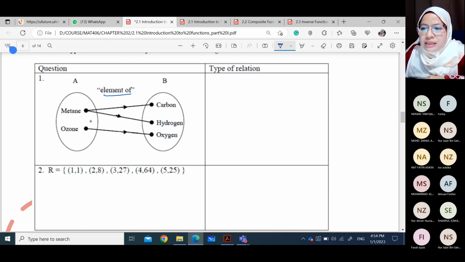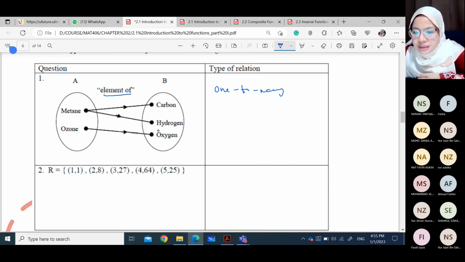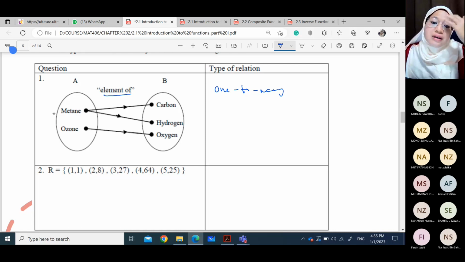So based on this diagram, we can say that the type of this relation is one to many. So ini adalah one to many relation, sebab satu objek itu methane, dia mapping kepada dua images, which are carbon and hydrogen. So daripada gambaran ni kita boleh katakan methane adalah elemen bagi carbon dan juga hydrogen. So ini adalah arrow diagram.